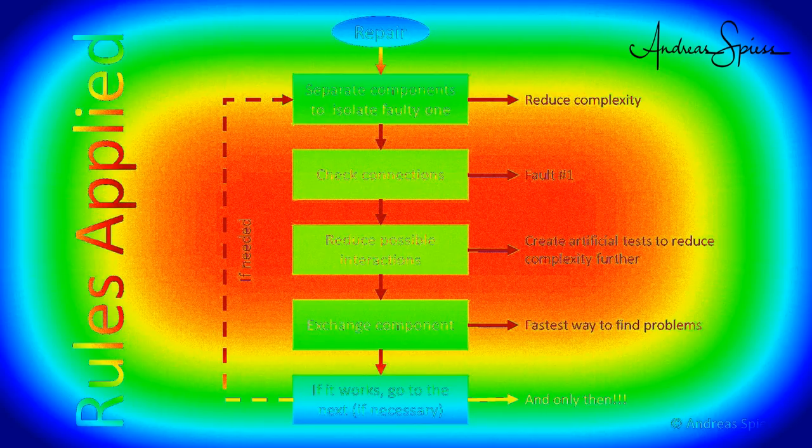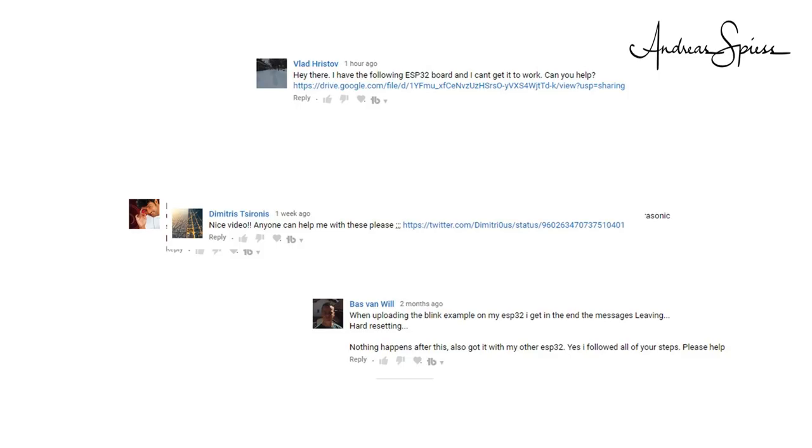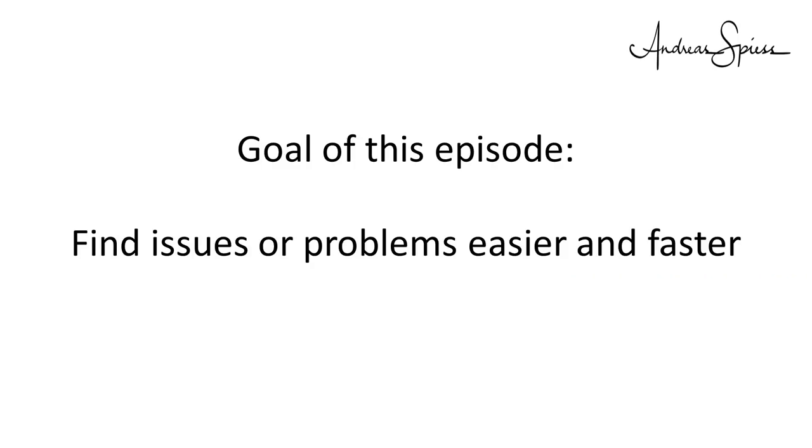This episode might sound a little odd, but I often get requests for help because something does not work. This seems to be the most common problem for makers. After this episode, it should be easier and faster for you to find issues or problems. Only if you find the root cause, you can make your devices run correctly. Otherwise, the defect will return. And if it takes too long to find an error, it is not rewarding and boring.